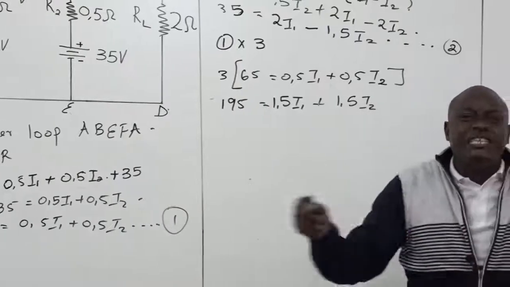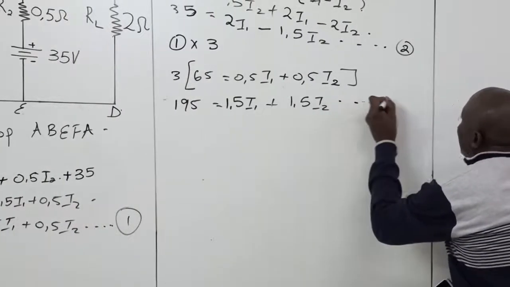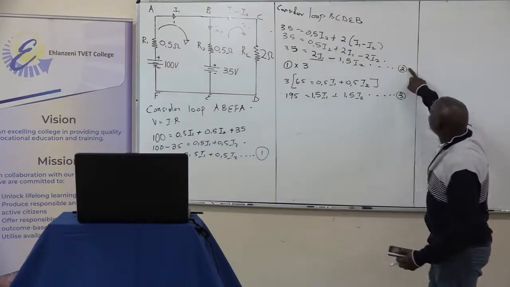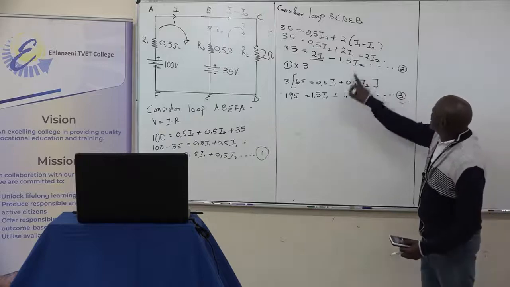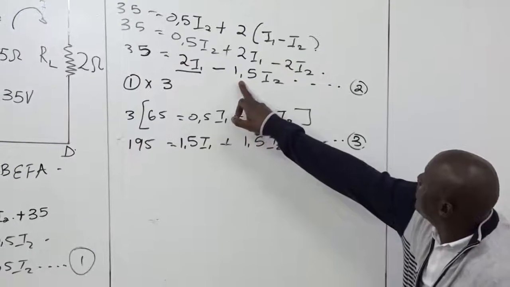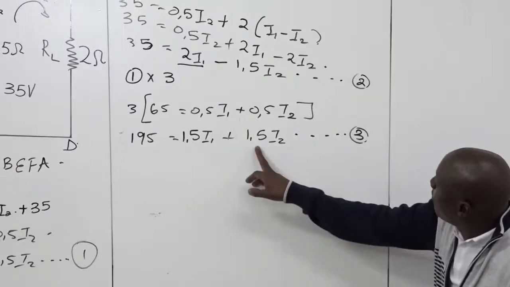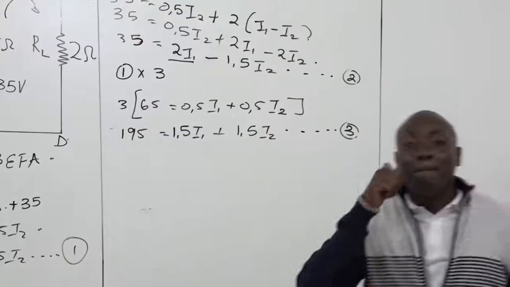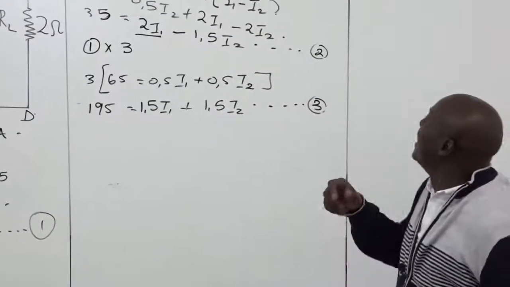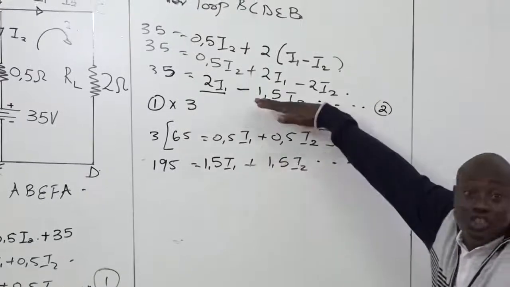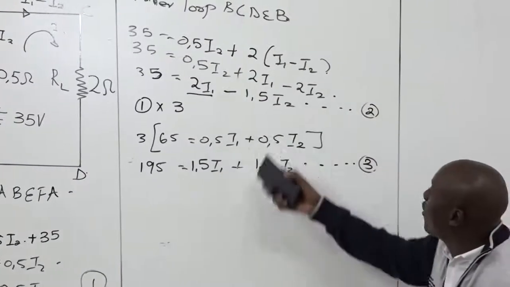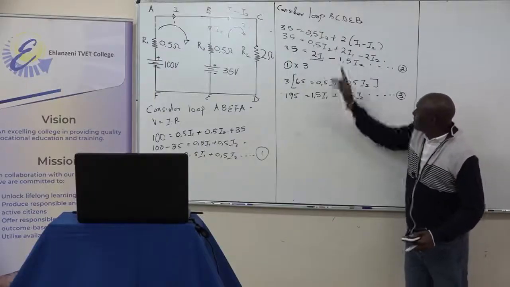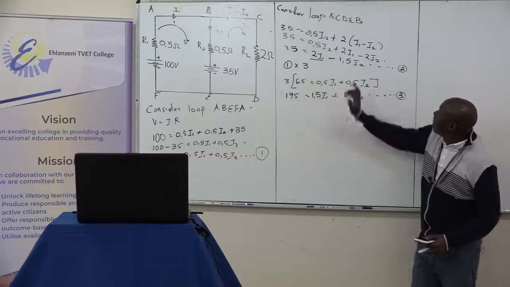So this is equation 3. Now, if you check equation 2 and equation 3, through the I2, both have 1.5 I2. It means that these two equations are balanced. It's going to be easier to eliminate the variable I2. We check the sign in between: I have a negative and a positive.